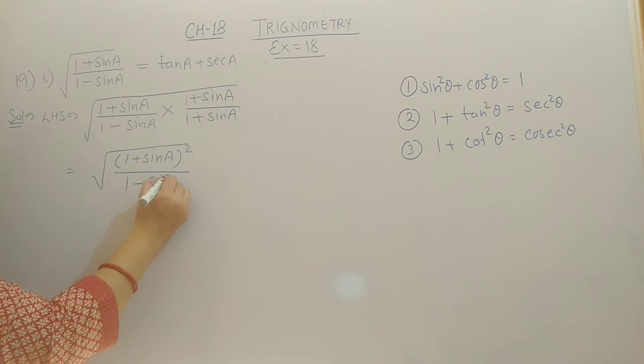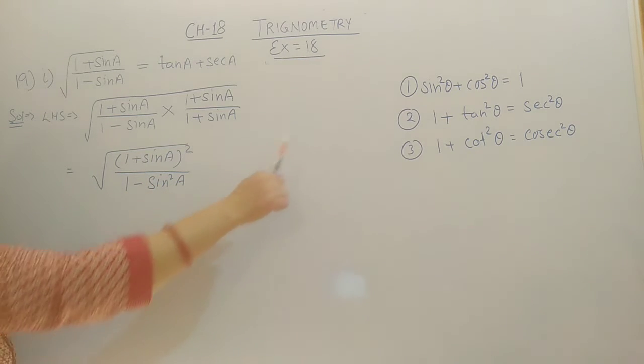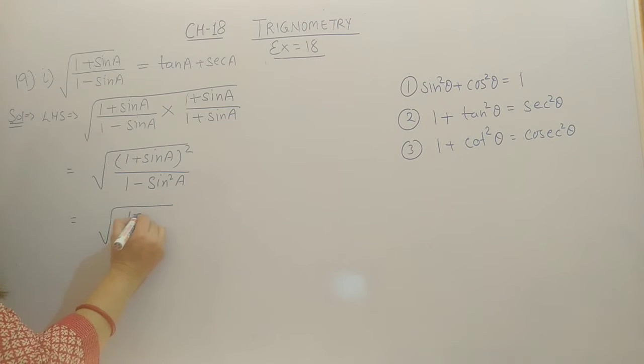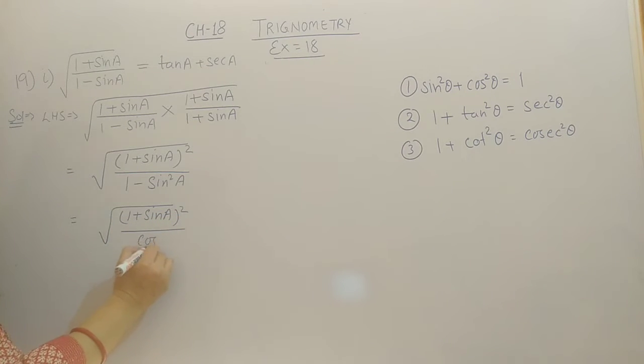So we will get 1 minus sin square A. This denominator, with the help of the first identity, we can write as cos square A. So (1 plus sin A) whole square divided by cos square A. Both are in square, so it will come out of the root symbol. We will get (1 plus sin A) by cos A.